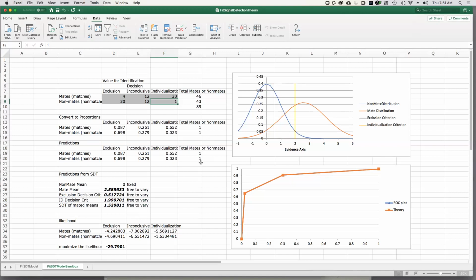You're welcome to use this to compute the parameters for any particular data set or any particular set of proficiency tests. And it's just a way of sort of separating out how good an examiner is at separating mated from unmated pairs from how conservative they are in terms of where they place their identification decision threshold. And that's the way this works.